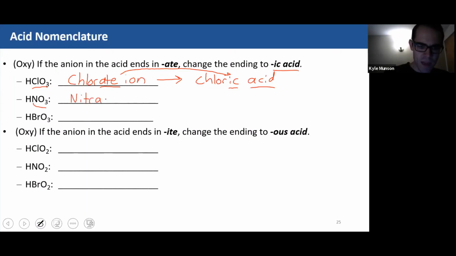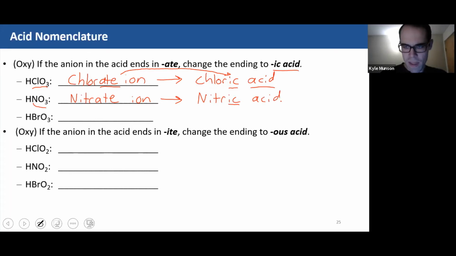So this is nitrate ion. So this becomes nitric acid. Okay, anytime it ends in -ate, you change it to -ic acid. You get rid of the ion part. So that's why it was really important for us to learn the names of these polyatomic anions, or to at least have the chart in front of us.